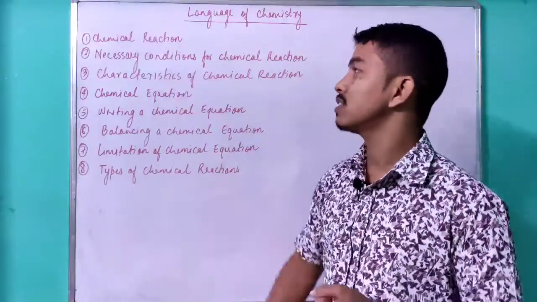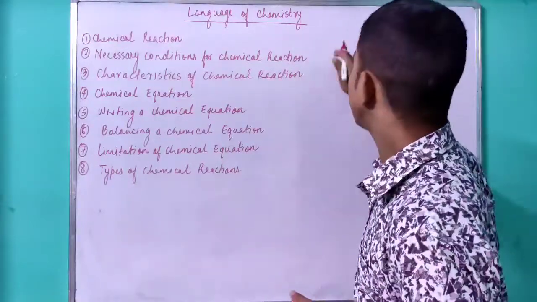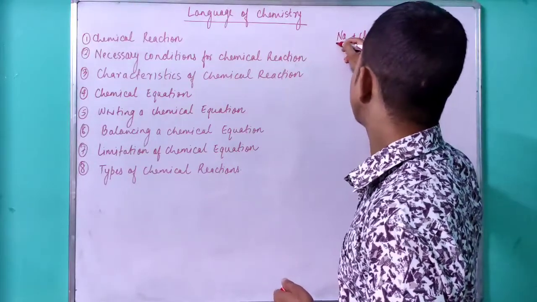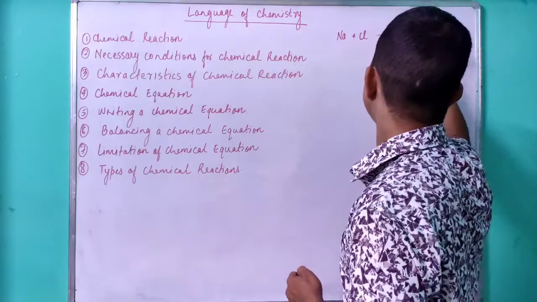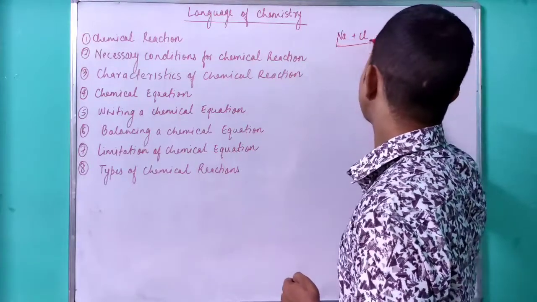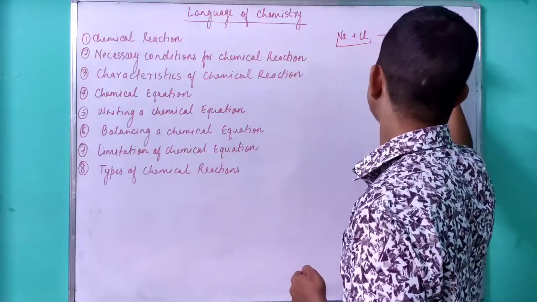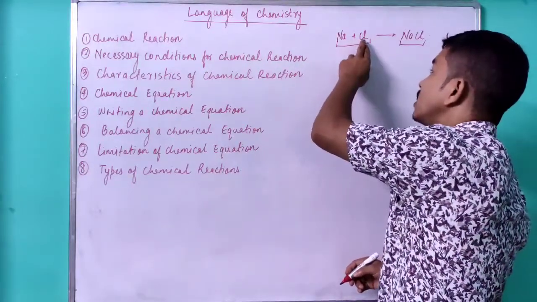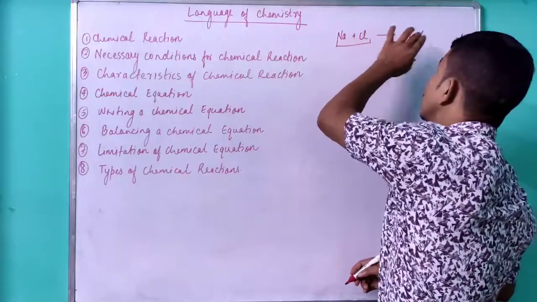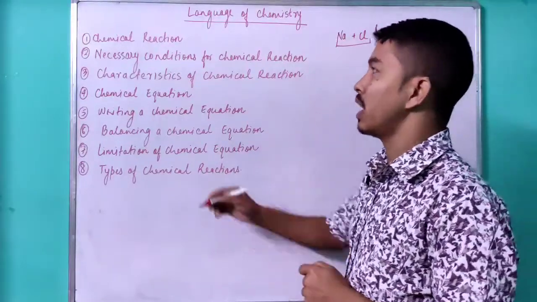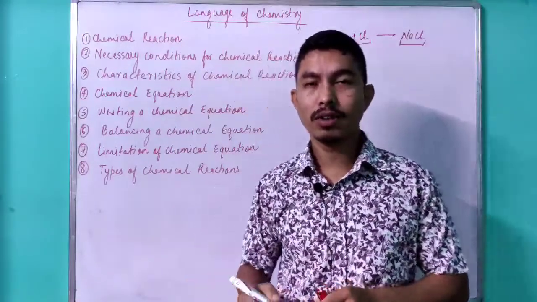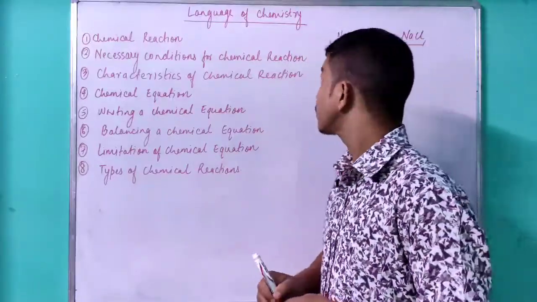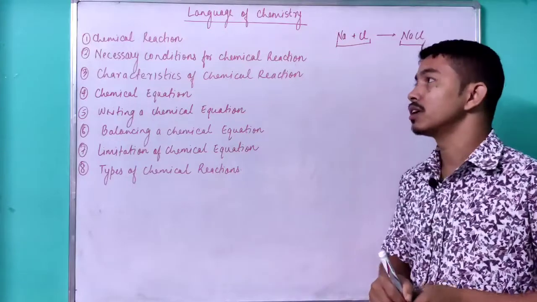So the chemical reactions are the ones in which two reactants, reactant means whichever are on the left hand side, like sodium and chlorine, react to form sodium chloride. So these two are known as the reactants, and on the right hand side it is known as the product. So in the chemical reaction, two reactants combine or react to produce a completely new product, and the chemical reactions are always permanent in nature, that means they are irreversible. So such reactions are said to be chemical reactions.